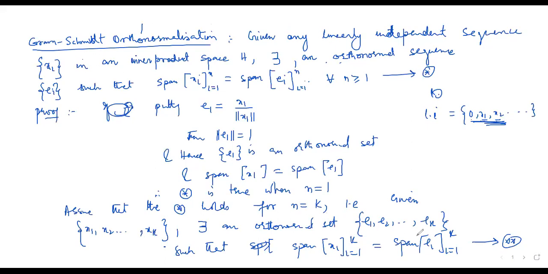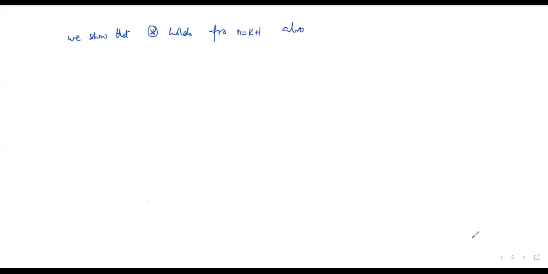So we have to show that star holds for n equal to k plus 1 also. Okay, now we construct this e_{k+1}. Basically, मेरे पास e1, e2, ..., ek तो है, तो मुझे ऐसा एक e_{k+1} ढूंढना है such that e1, e2, ..., ek और e_{k+1} भी एक orthonormal set हो, और फर्दर जब मैं यहाँ x_{k+1} add कर लूं और यहाँ e_{k+1}, उनका span भी same रहे. So this is how we construct.